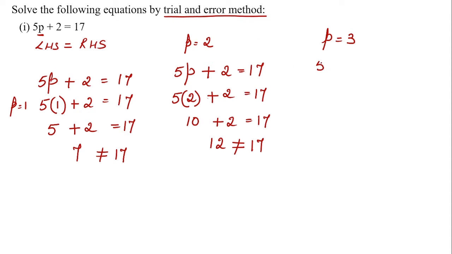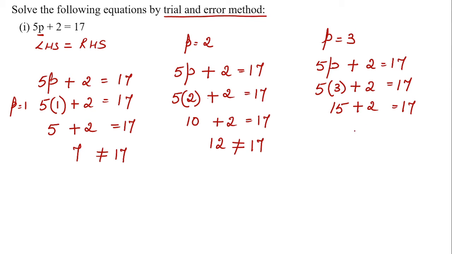Now here the given equation is 5p plus 2 is equal to 17. Now we are taking the value of p as 3. So 5 into 3 plus 2 is equal to 17. So 5 into 3 is 15, plus 2. 15 plus 2 is equal to 17, which equals the right hand side of the equation. As such, the value of p is equal to 3.